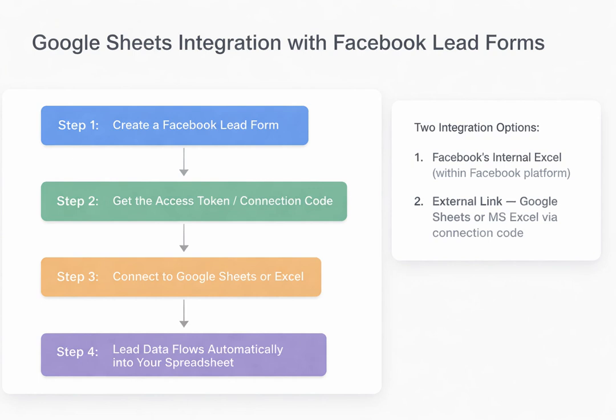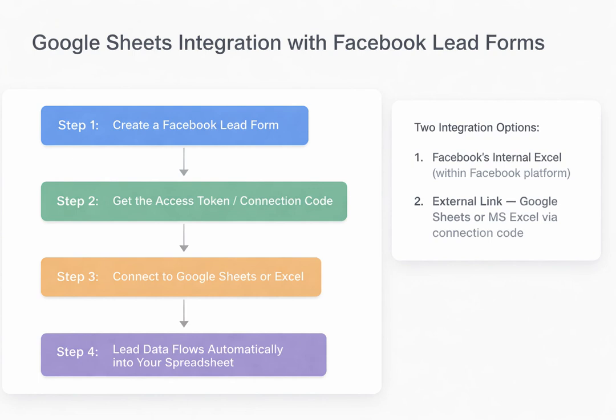Here's how the process works. First, you create your Facebook lead form. Once the form is created, Facebook gives you an access token, essentially a connection code. You take that code and use it to link your form to either Google Sheets or an Excel file. From that point on, every time someone fills out your form, their information automatically appears in your spreadsheet.